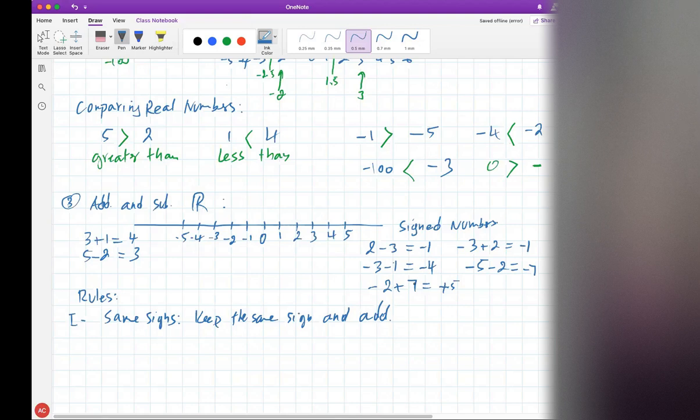Unlike here, here is the opposite. Here we gotta pick one sign because they're different. We pick the one with the higher number, and then you find the difference. You do not subtract, but you find the difference. So same sign, keep sign and add. Keep same and add. The other rule is this: different signs.